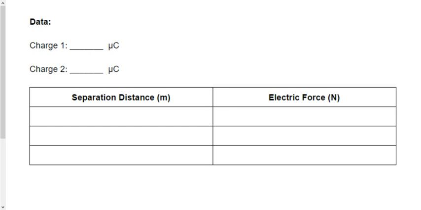When you do that, you should get a data table that looks something like this. Charge 1, charge 2 in microcoulombs, or you can change it to coulombs if you want right away. Eventually, you're going to have to do that anyways. And then 10 different separation distances and 10 different corresponding electric forces. What do you think you're going to do with that?